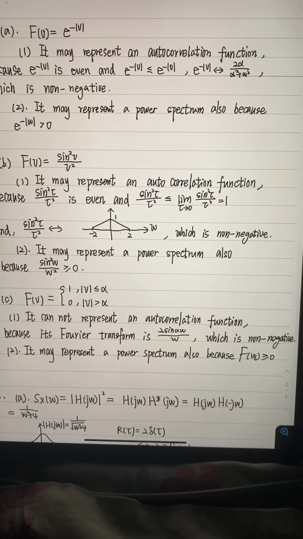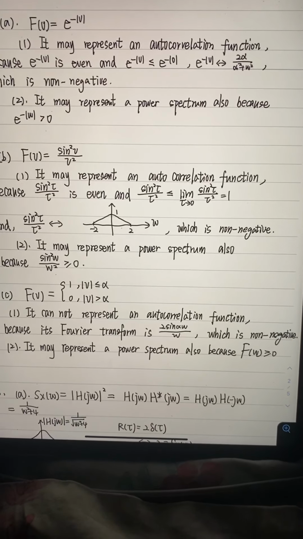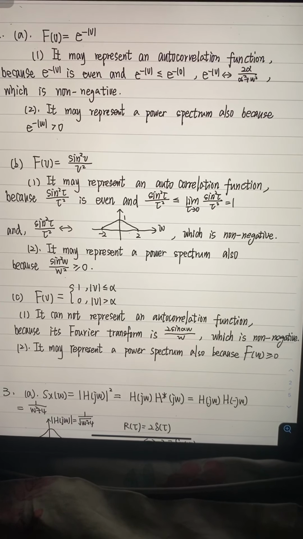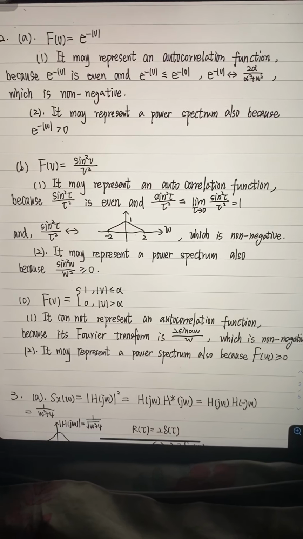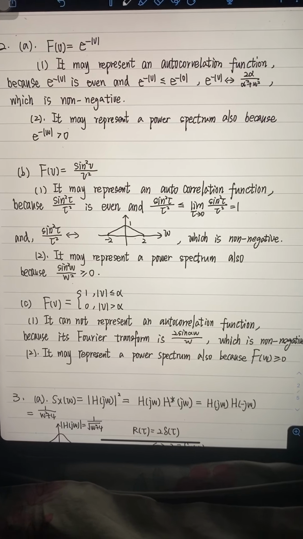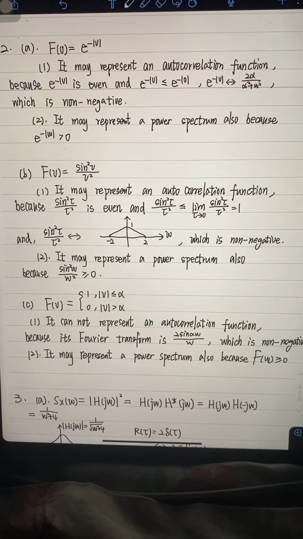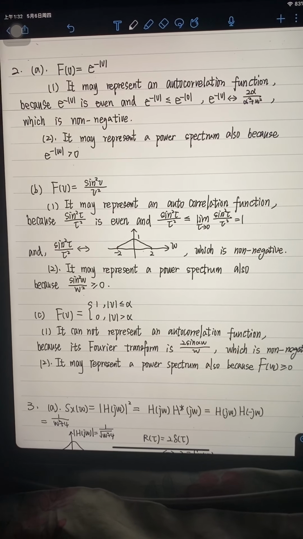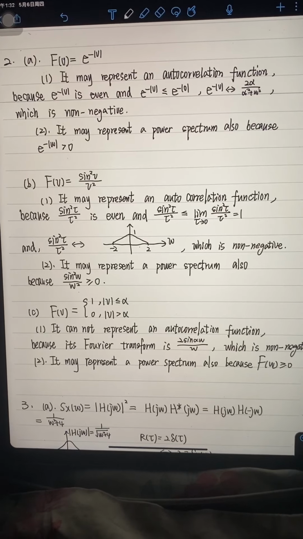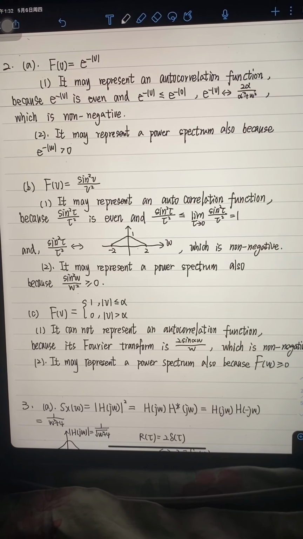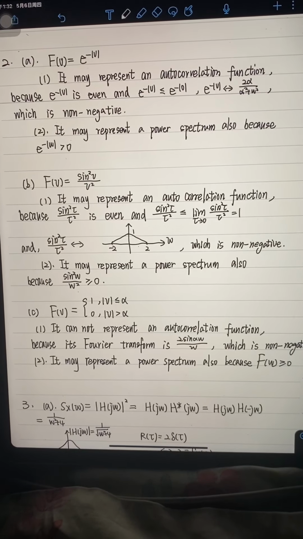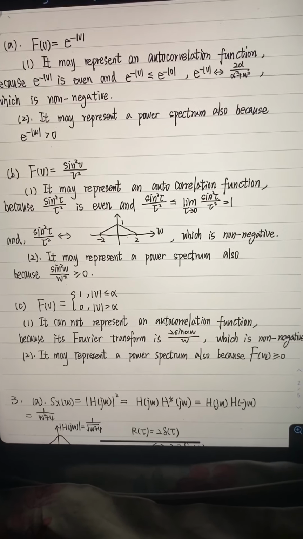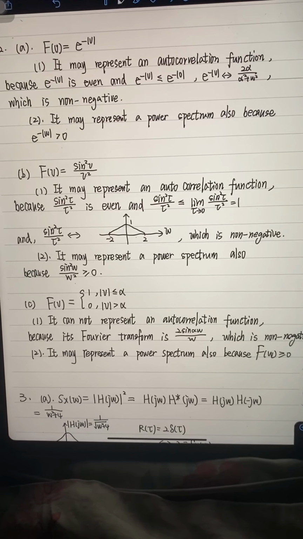And first, I think it cannot represent an autocorrelation function because we can find it from its Fourier transform. Its Fourier transform is 2 sine alpha omega divided by omega, and we can find that sine alpha omega over omega is not non-negative. So from my perspective, it cannot represent an autocorrelation function.